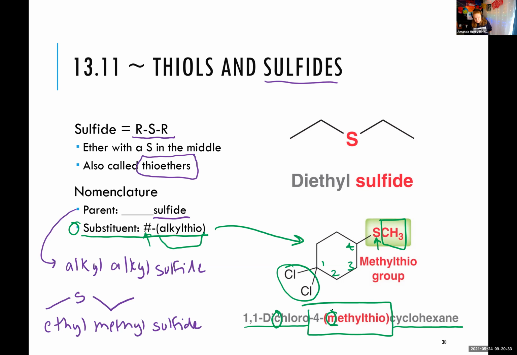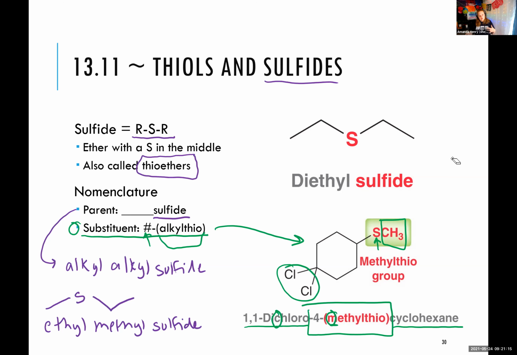Numbering wise, this one started at the chlorines because that gives us the smallest numbers. If we started at the sulfur instead, we would use the numbers 1, 4, 4. But the way that it is numbered, we use 1, 1, 4. And overall, 1, 1, 4 is less than 1, 4, 4. So it doesn't get a higher priority than anything else in terms of numbering it or alphabetizing it. We're just following the same rules we already know.